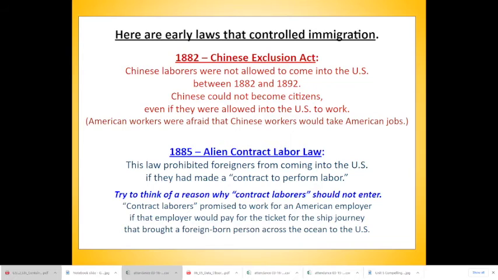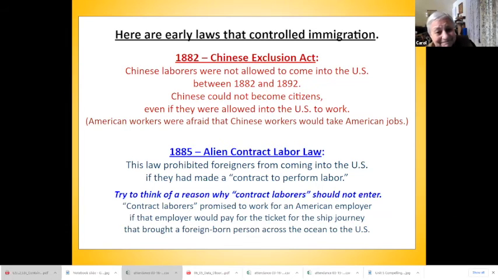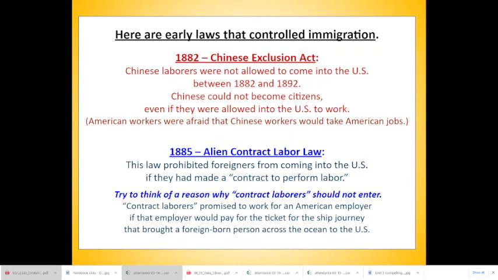In 1885, the Alien Contract Labor Law, the students like the name of that law, by the way, prohibited foreigners from coming into the US if they had made a contract to perform labor. And if you remember, I would have them go back to the questionnaire and it would ask, do you have a contract? And so we talk about what a contract laborer is. These were people who were already here supposedly with a job and someone had paid for their passage. In 1885, that wasn't allowed to come into our shores. So they would make it on shore and then be turned right back onto the boat.